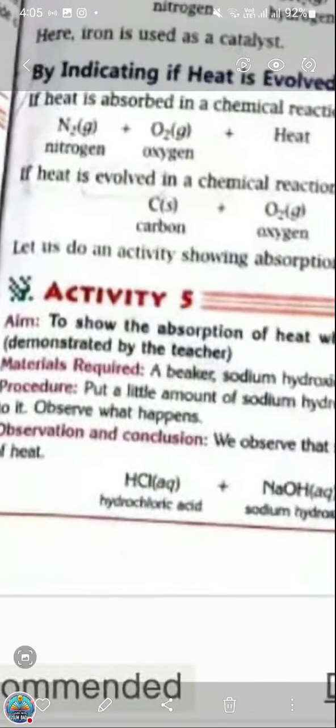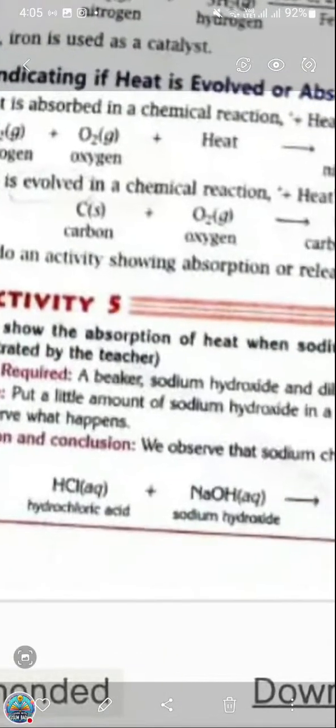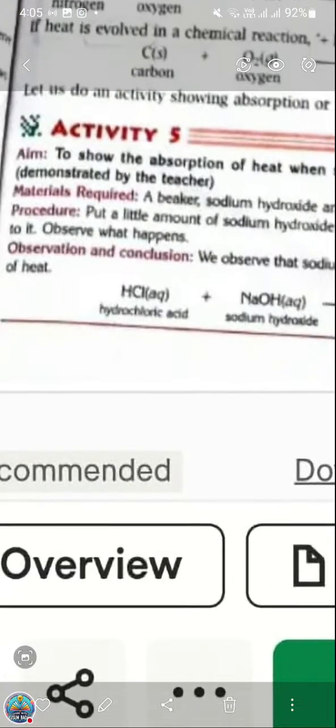Now the next one, endothermic and exothermic reaction. So endothermic reaction where heat is taken in, and exothermic where heat is given out. Now the next one, here some activity is given.